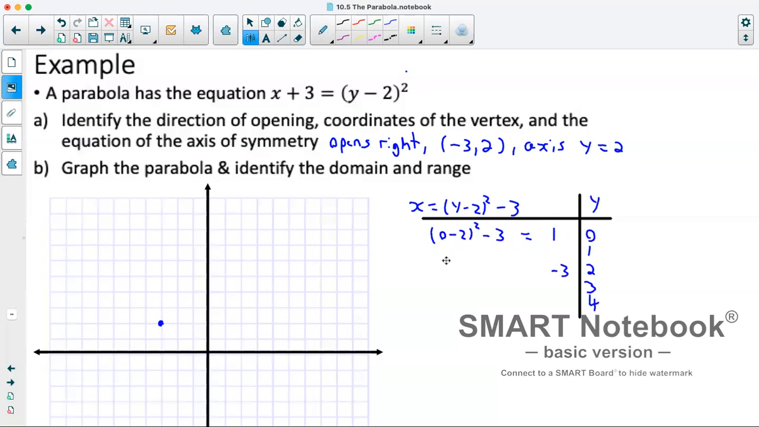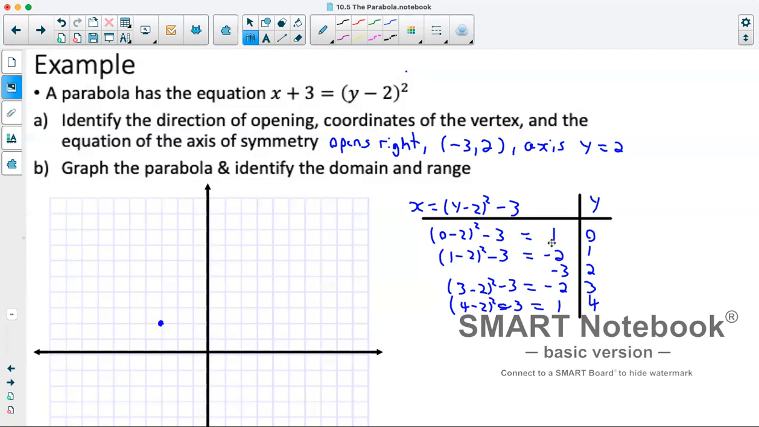Next, we have 1. So we've got (1 minus 2) squared minus 3. So 1 minus 2 is -1. -1 squared is 1. Minus 3 would be -2. Next, we have (3 minus 2) squared minus 3. So 3 minus 2 is 1. 1 squared is 1. Minus 3 is -2. Next, we have 4. So we've got (4 minus 2) squared minus 3. 4 minus 2 is 2. 2 squared is 4. Minus 3 is 1.